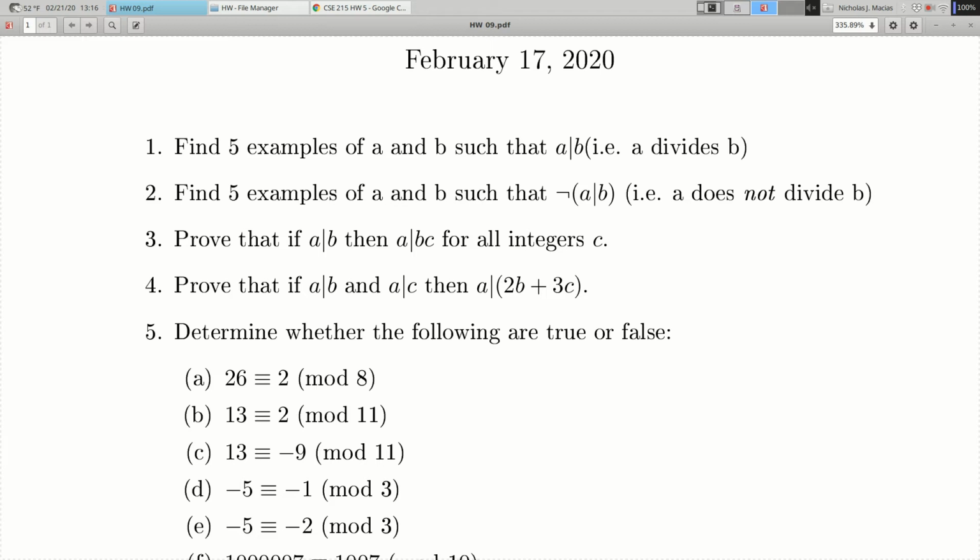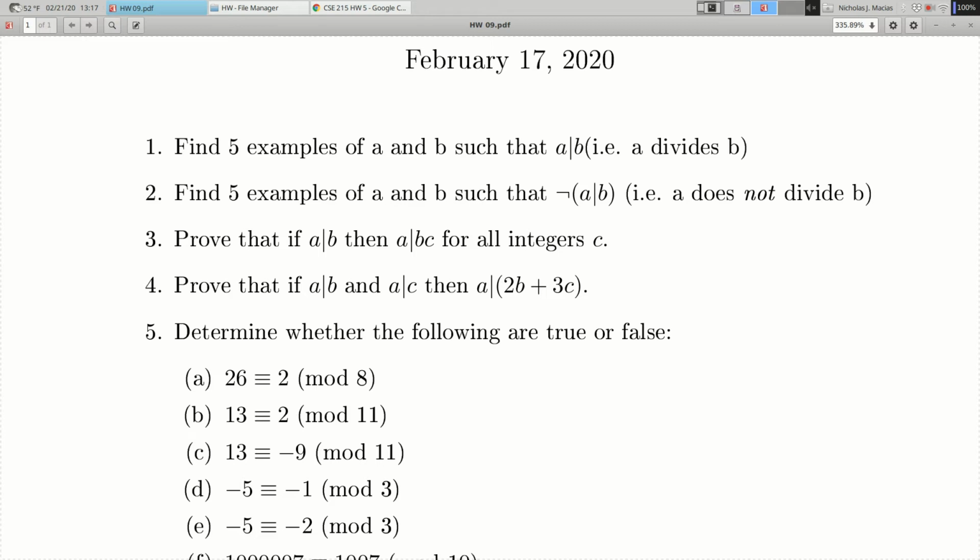The way you do any if-then proof is you assume the hypothesis, which is this and this, and you try to argue to the conclusion. These are the definitions of what it means to say A divides B. It means B is A times some integer called Q. C is A times some other integer called R, which could be the same as Q or different. So we know these two things are true, and we're trying to show that this is a multiple of A.